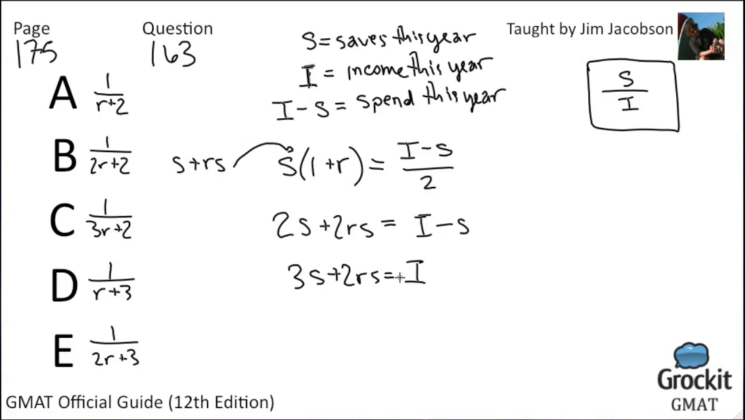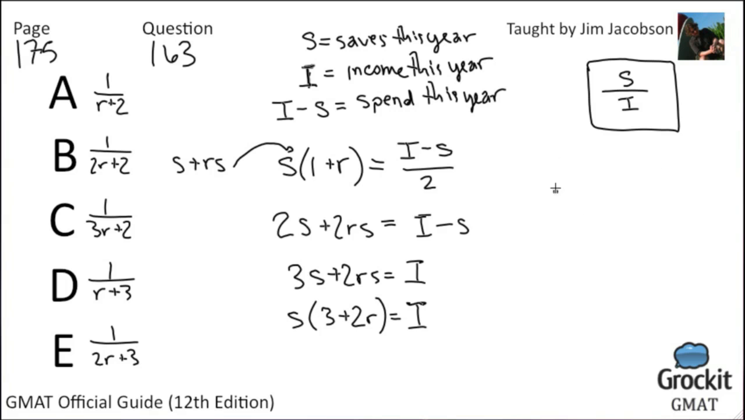And then we can factor an S out of this expression. So that's S times 3 plus 2R equals I. And remember, we're trying to solve for S divided by I. So we need to divide both sides by I and then divide both sides by 3 plus 2R to get these things isolated. Let's divide both sides by I first.